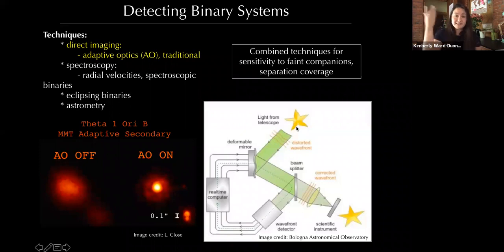Essentially you have the light incoming from the telescope, which is distorted through the Earth's atmosphere. You then run a deformable mirror about 1,000 times a second to undo the effects of the atmospheric turbulence or blurring, and you end up with a much sharper corrected image.